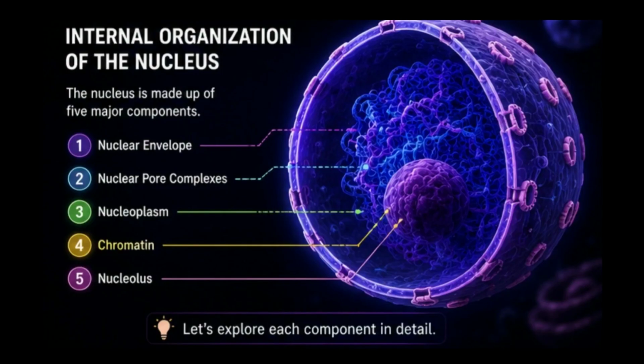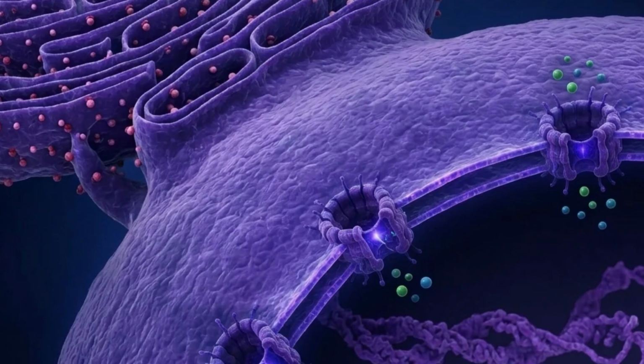Now let's go inside. The nucleus is made of 5 major components: the nuclear envelope, nuclear pore complexes, nucleoplasm, chromatin, and the nucleolus. Let's explore each one in detail.